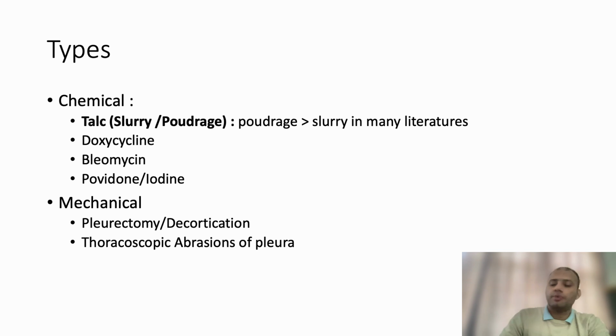And other chemical agents which we'll discuss as well, but to mention some, these can be doxycycline, bleomycin, povidone iodine. And in mechanical, pleurectomy or decortication is also mentioned, and thoracoscopic abrasion of pleura can be done.